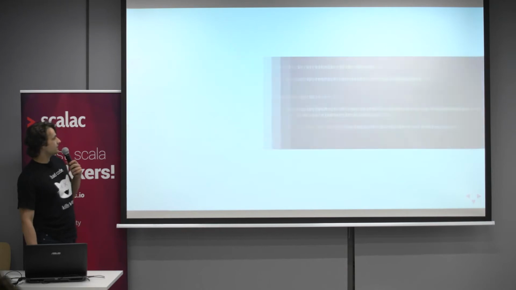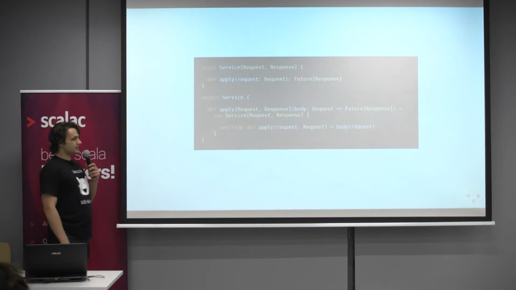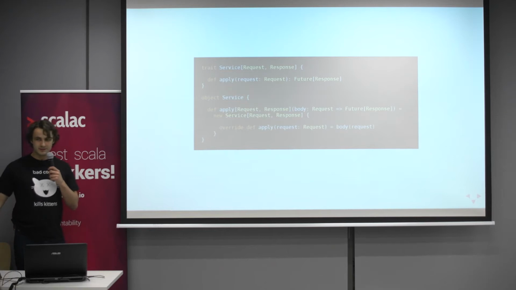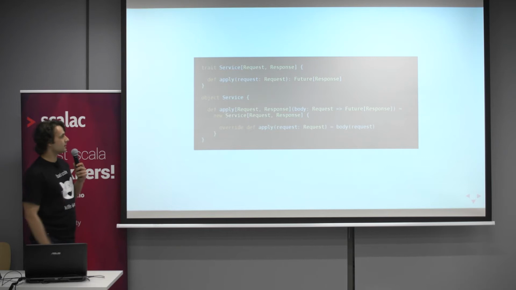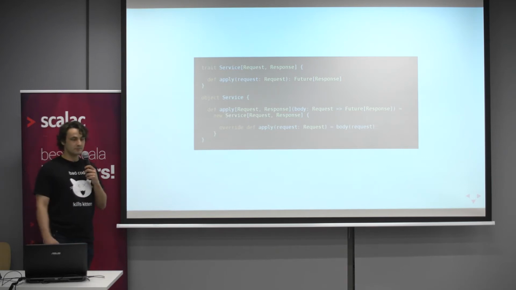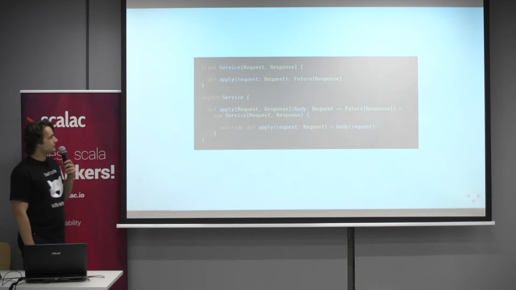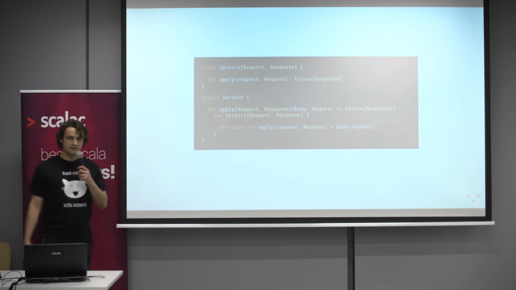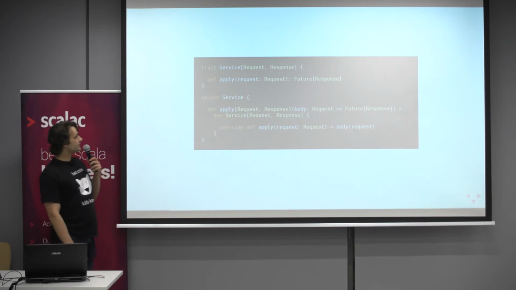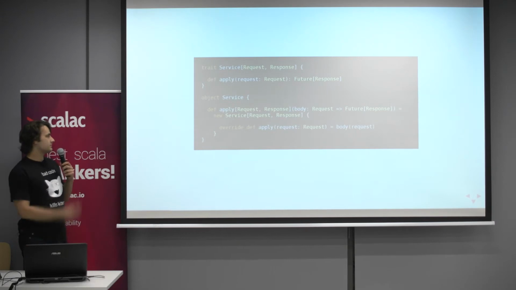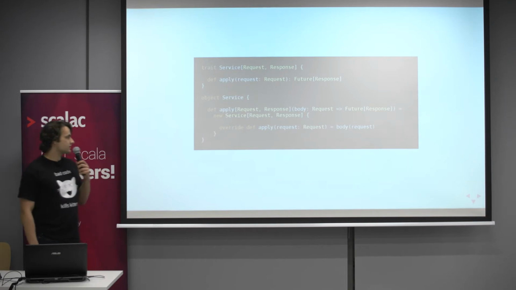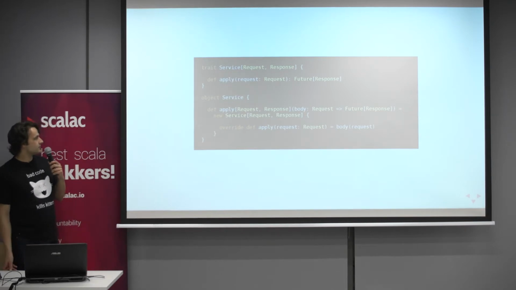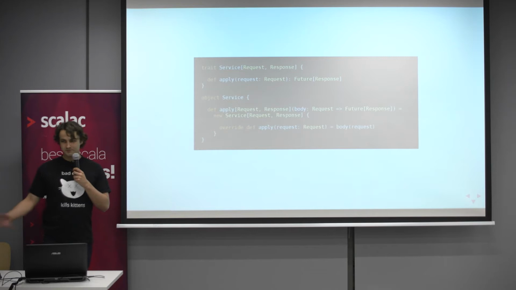In our project, we are using services because we are following the domain-driven design principles. So a service is something like a simple object that takes a request parameter and returns a response as a future, because we want to do things asynchronously. We have some utility companion object that helps us create those services using functions that take requests and return responses.